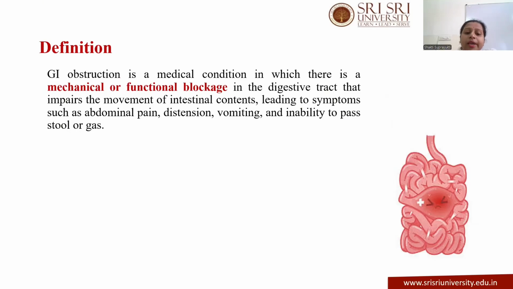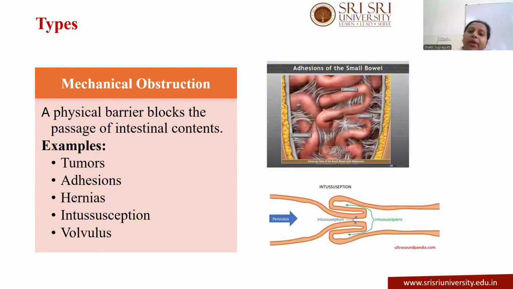Then the types of GI obstruction. It is mainly two types. Number one is mechanical obstruction and number two is functional obstruction. In mechanical obstruction, a physical barrier blocks the passage of the intestinal contents. For example, tumor, adhesions, hernias, intussusception, and volvulus. Firstly, the tumor. A tumor narrows or closes the intestinal lumen.